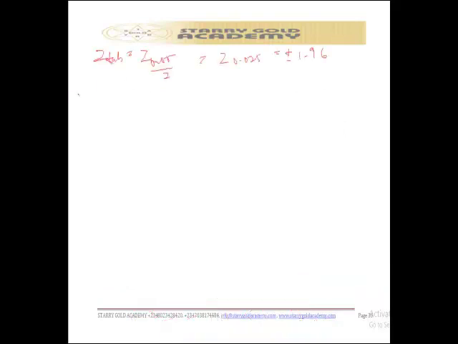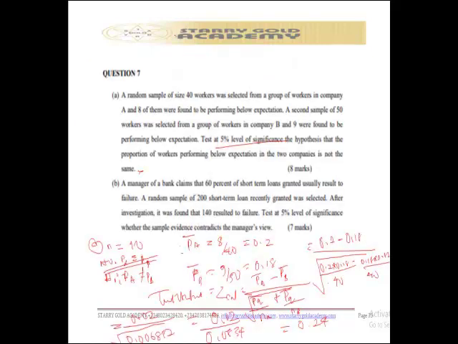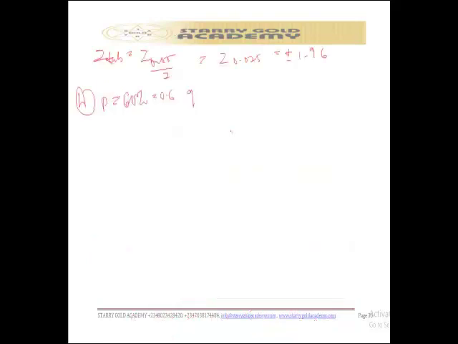Now P is equal to 60%, that's 0.6. Then the Q, which is the other part: since 60% result in failure, the other part, success, will be 0.4. Our level of significance is 0.05, 5%. Then the sample size we are working with is 200.